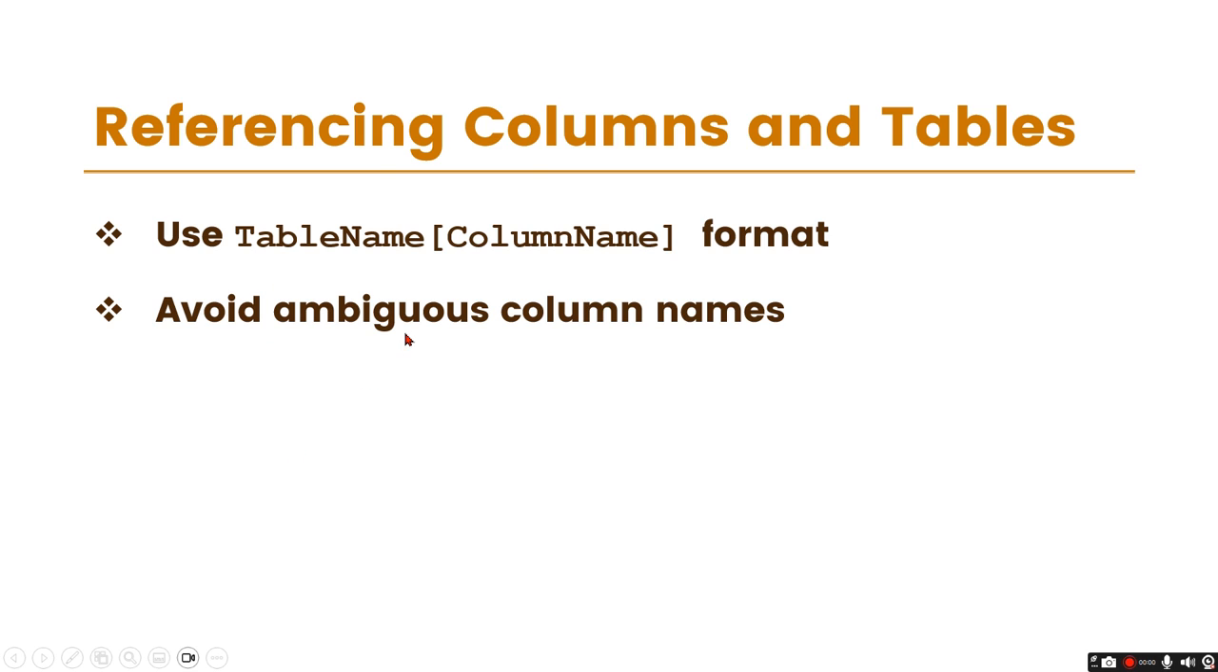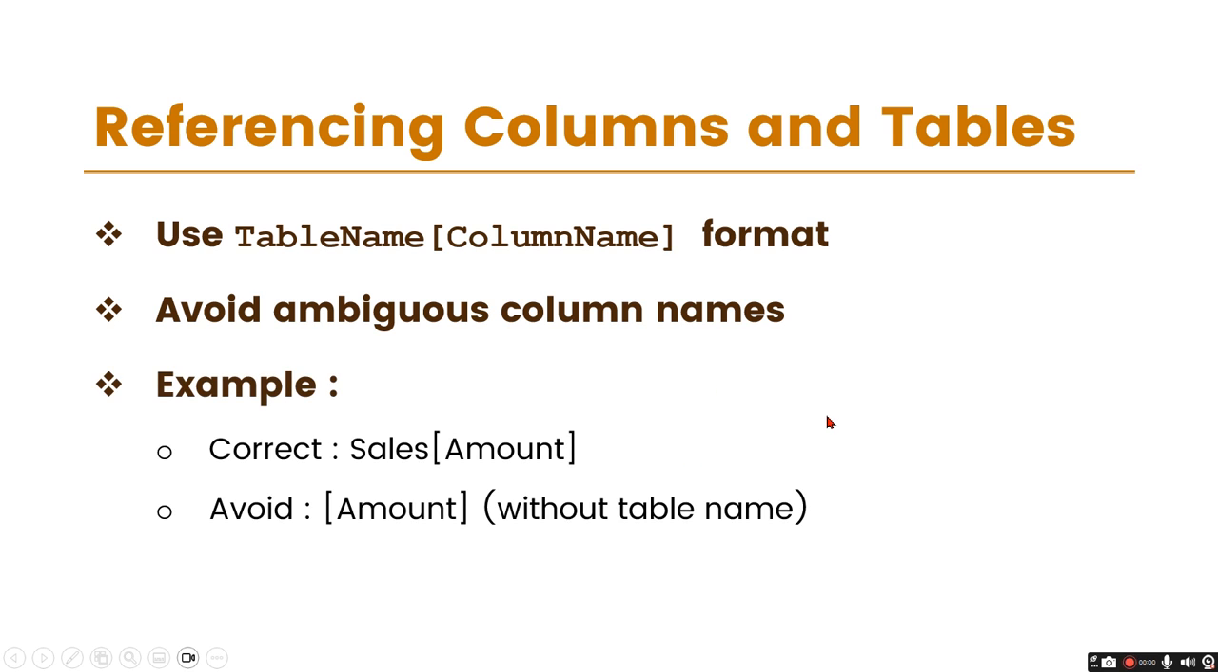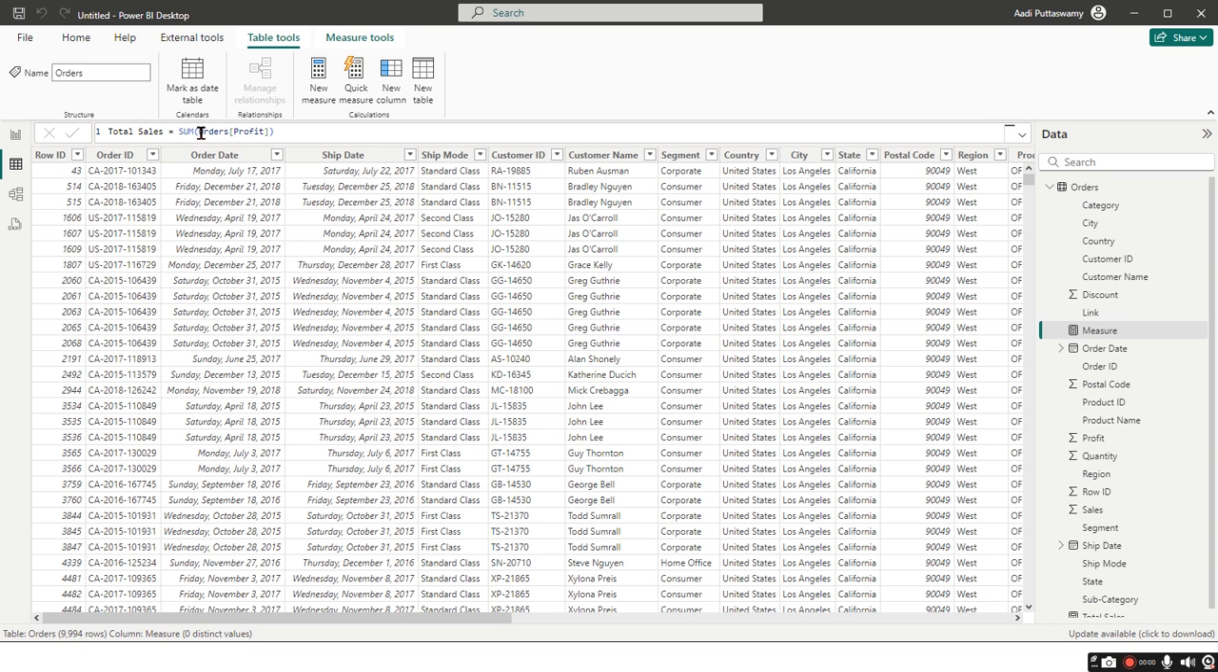It says avoid ambiguous column names. Let me show you some examples as well. As I showed you practically, sales, that is the table name, amount is the field name. So we should avoid only the column name. Some people actually make a mistake that they go and directly take the column name. Let me just show you that as well.